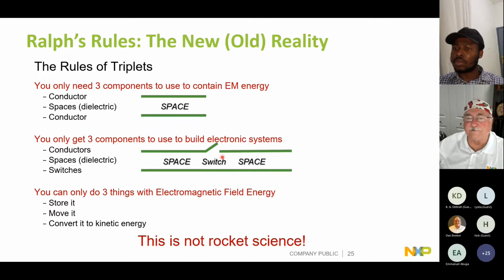It's an artifact of the moving field. The field is really what's taking care of everything. So hopefully this makes some sense. But these are the triplets that make up your new world based on physics. Like I say, it's not rocket science. This is simple stuff. They lied to us.